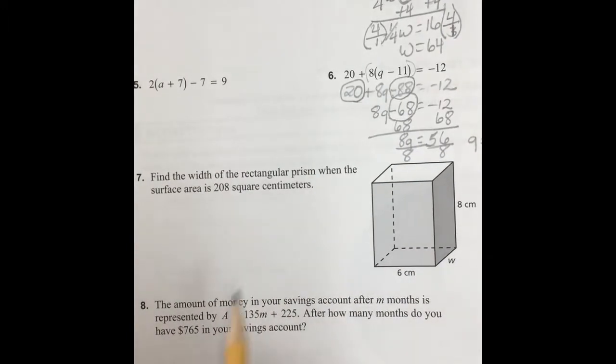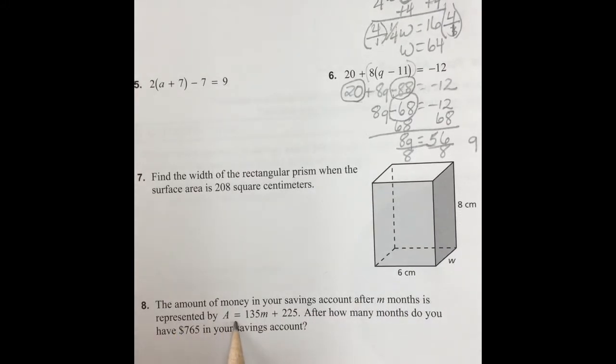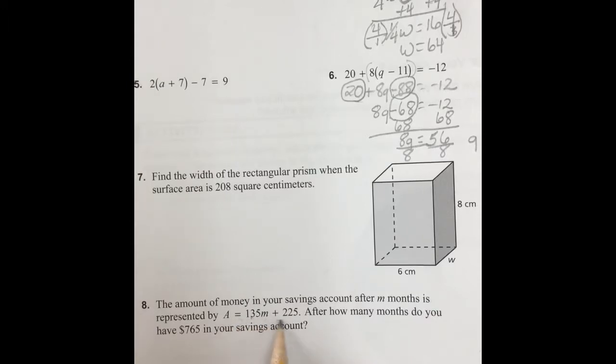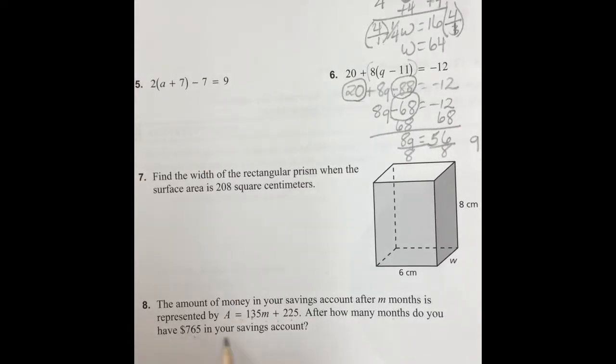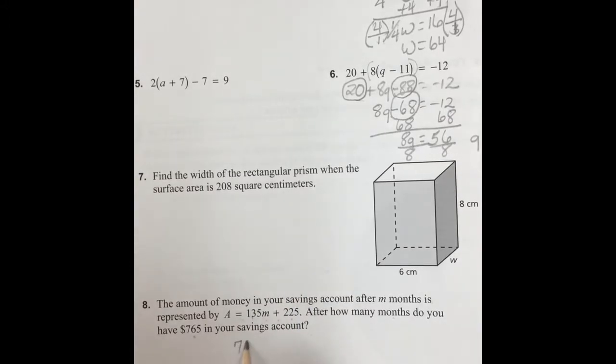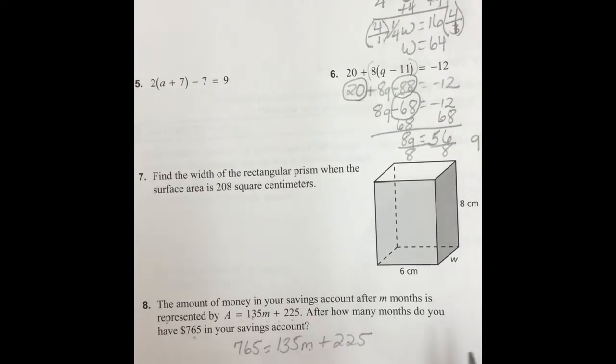Number 8, the amount of money in your savings account after m months is represented by A, the amount of money equals 135m plus 225. After how many months do you have $765 in your savings account? So this is the amount, okay? So you take 765 and set it equal to 135 times m, you don't know how many months that is, plus 225.